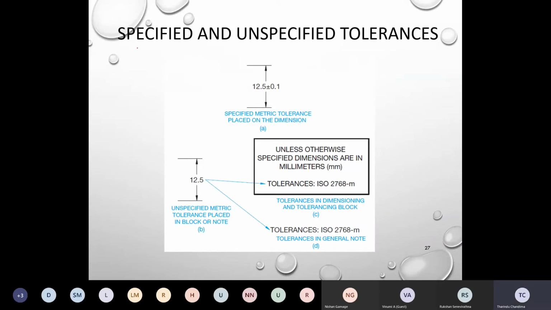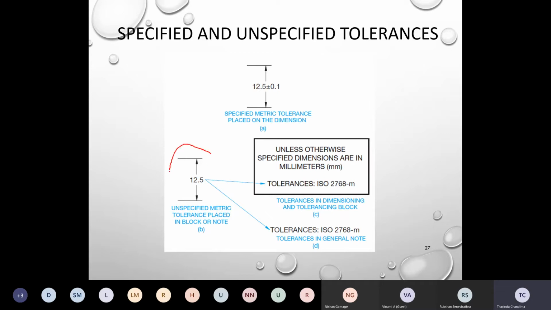So the next topic is specified and unspecified tolerances. We can define the tolerance in the title block. So it will be a general tolerance. So you don't have to specify the tolerance for each and every dimension in the drawing.